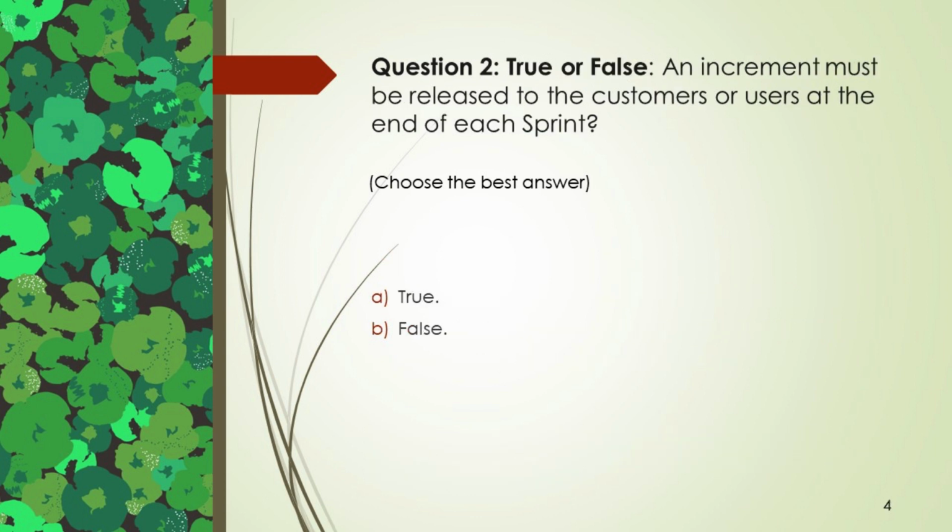Question 2. True or false? An increment must be released to the customers or users at the end of each sprint. Choose the best answer. A. True. B. False.